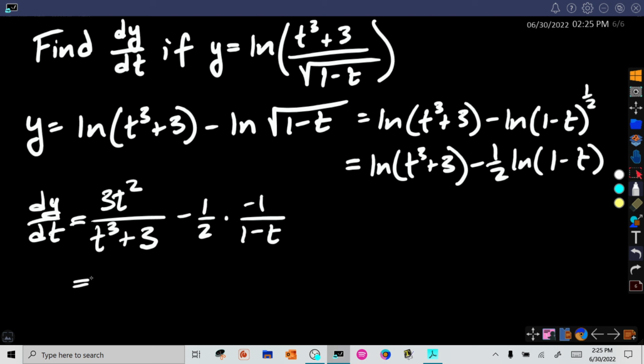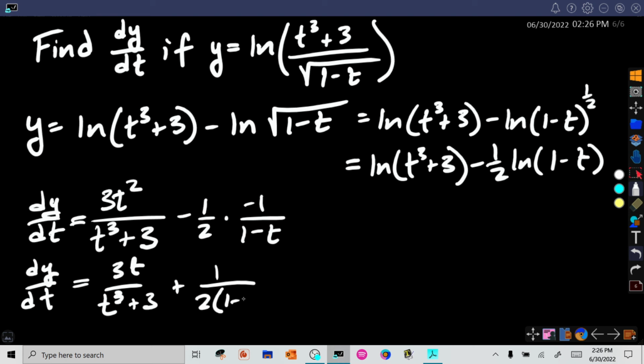Now I'm not going to find common denominators here. I just wanted to point that out. But let's just go ahead and simplify real basically here. That's 3t squared over t cubed plus 3. This will be a plus 1 over 2 times 1 minus t. Okay, and there it is. That's our solution. So this right here is the derivative of all that crazy nonsense up there. So yeah, it's really helpful to know those properties and just to be able to utilize them at a moment's notice.